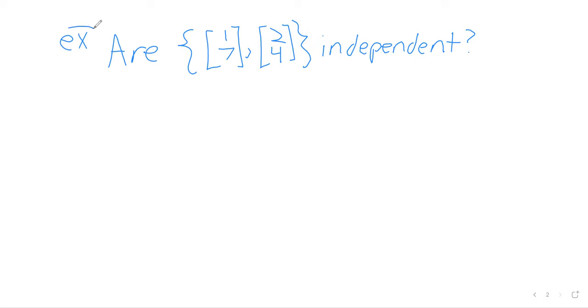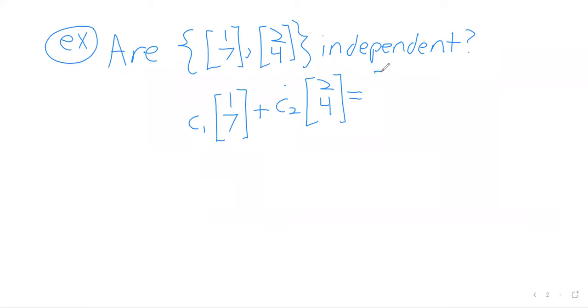Well, to solve an example like this, we're looking at the vector equation: a constant times the first vector, plus a constant times the second vector, equals the zero vector. And we are asking ourselves if this vector equation has non-trivial solutions. Remember, if it only has trivial solutions, it's independent. If it has non-trivial solutions, it's dependent.